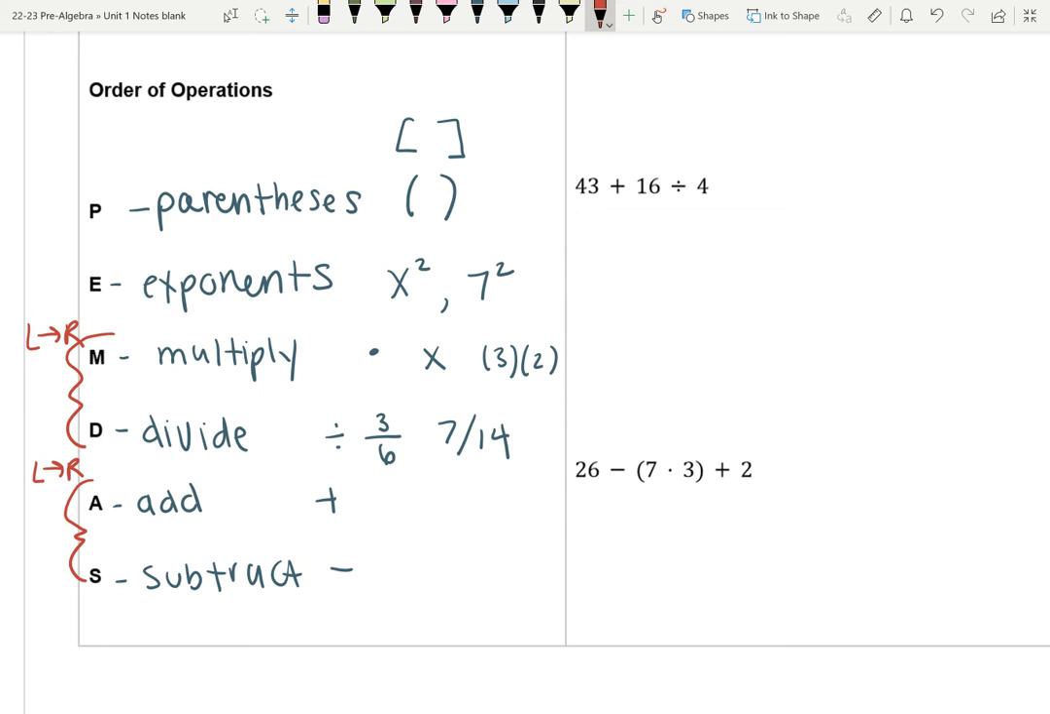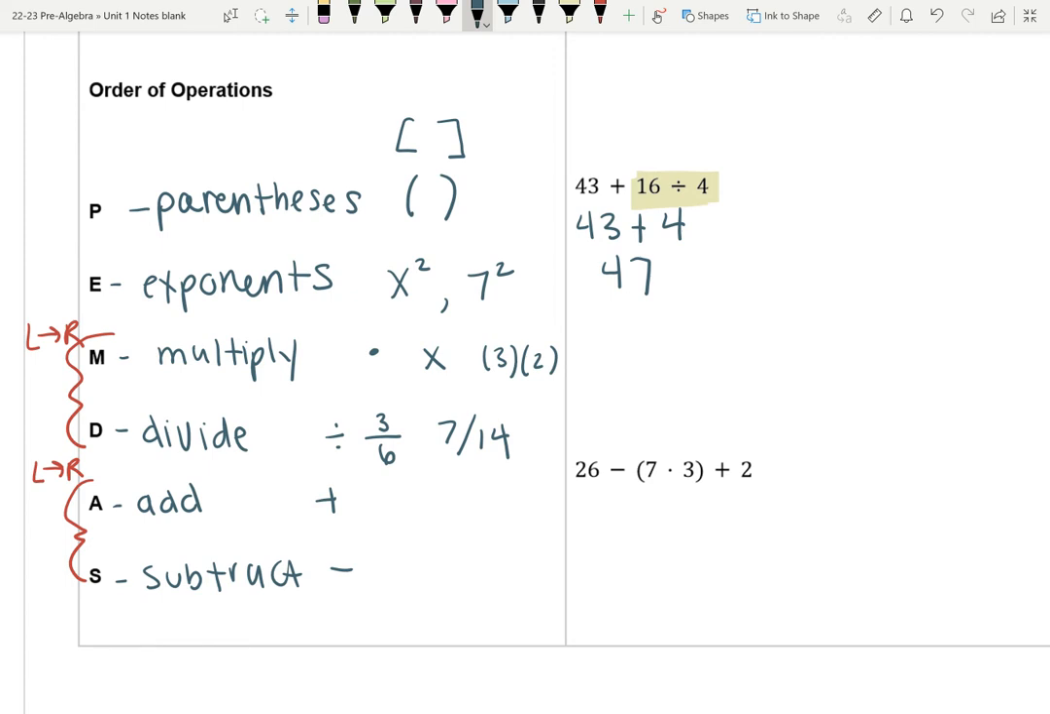So let's try this first example here. So I see addition and I see division. So division is going to come first. So I'm going to do 16 divided by 4, which is 4. And then I have 43 plus 4, so that is 47.